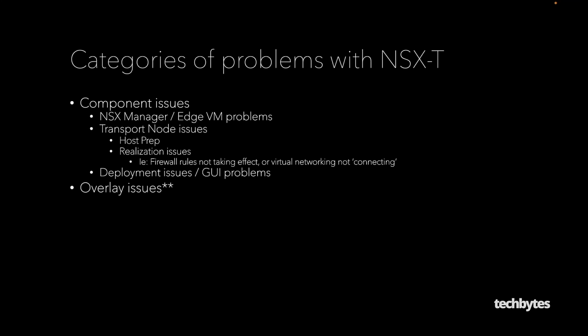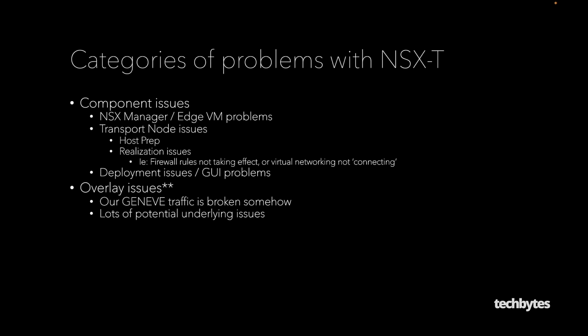Now, a massive category of problems is overlay issues, and I put 2 stars here just so that you know we're going to be hitting on this really hard throughout this course. So this ultimately means our Geneve traffic, our overlay traffic, is broken somehow. So we're going to go over how to identify that and how to troubleshoot that and ultimately fix it.